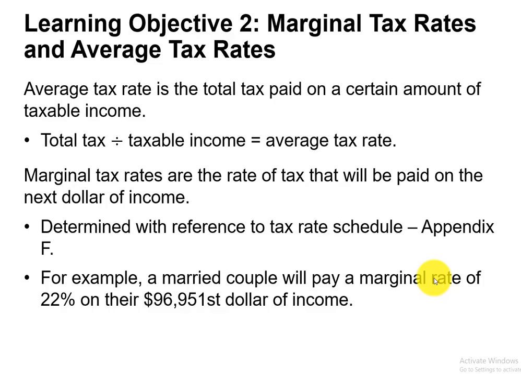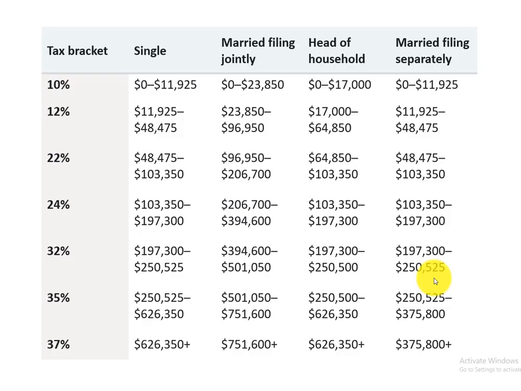So for a married couple with $96,951 of income, back to our tax brackets, going over to the second column, married filing jointly, if your income is over 96,950, which it was in our example at 96,951, that $1 of income over 96,950 is taxed at 22%, while all the rest is taxed at either 12% or 10%.